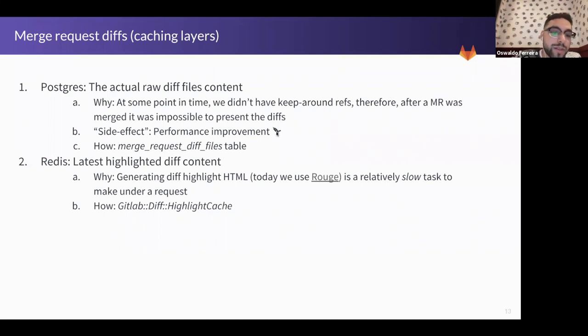So on the Redis side, as I said before, we were just doing the processing on the fly of the highlighting using Rouge. As I said before, it's a slow task. So to make the request faster, we started caching this part on Redis. We are going to see a little bit on the code dive.